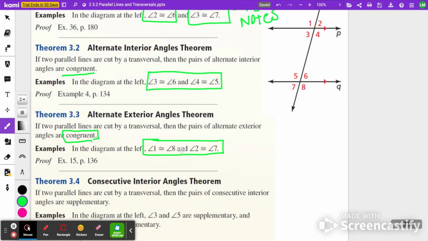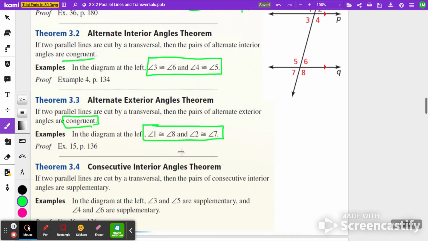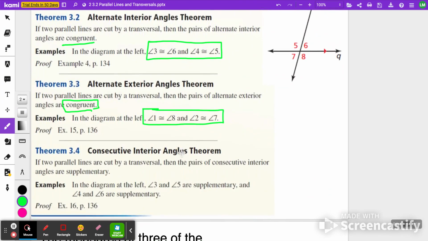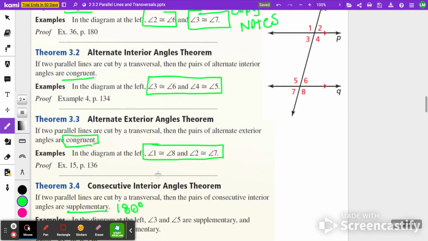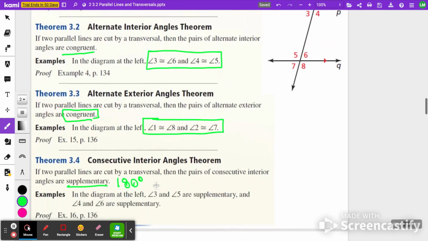And then the consecutive interior angles theorem is a little bit different. This is when those two pairs of consecutive interior angles are going to be supplementary, which means they add up to 180 degrees. So if we look at this diagram up here, 3 and 5, and 4 and 6 are both going to be supplementary. So we want to make sure those are written down as well.